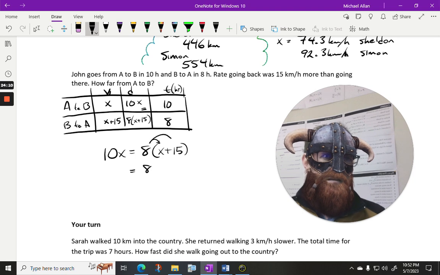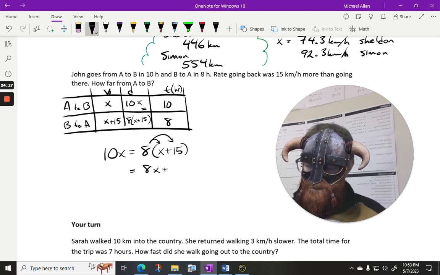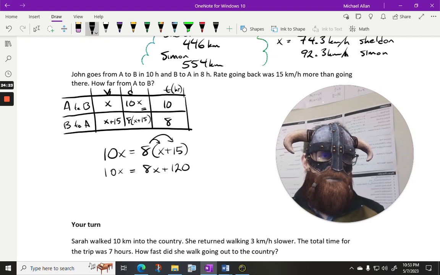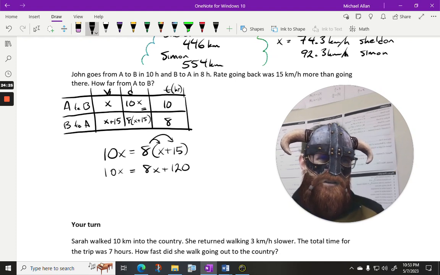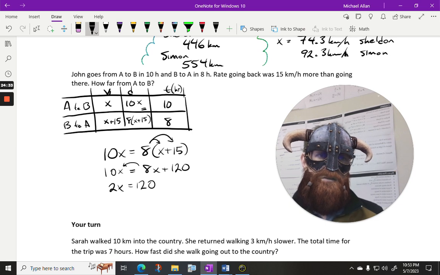Distribute the 8 in. That's 8x plus some number, 120. There you go, just kind of rearrange it. There's no squares or anything, so we got lucky so far. I'll just minus that 8x over. So 2x equals 120. X is equal to 60.